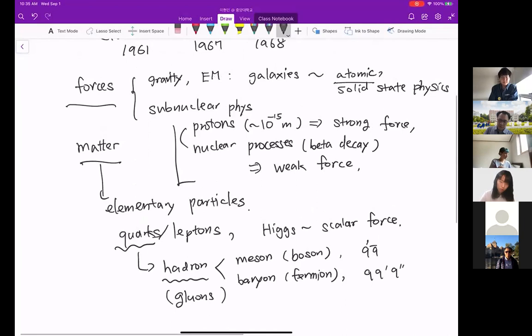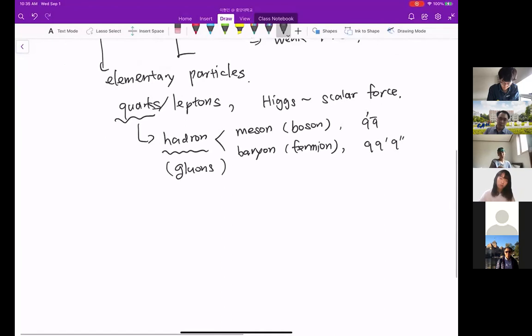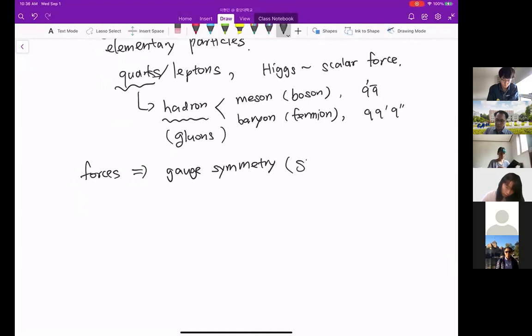Forces are a kind of apparent. We don't know the origin of forces from the beginning, but in the standard model we describe forces based on the gauge principle, the gauge symmetry. We call it SU(3) times SU(2) times U(1). The gauge symmetry has three different factors: SU(3), SU(2), U(1). Those are independent because we are taking the product of different gauge symmetries.